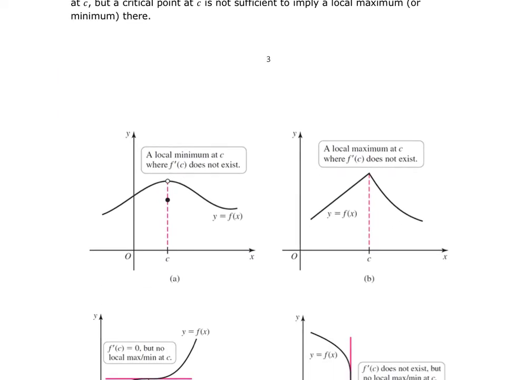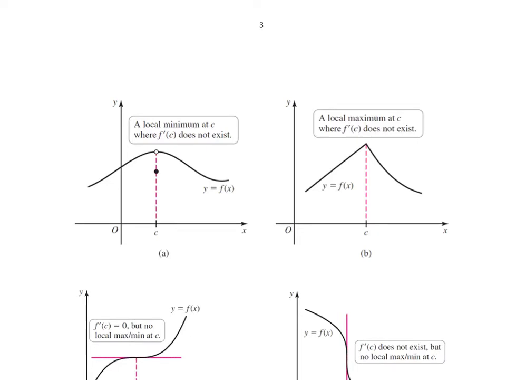So moving on. Right here, a local maxima, or excuse me, a local minimum at C, but f of C does not exist. So I don't really have a critical point. So the derivative has to exist. And on the first example.